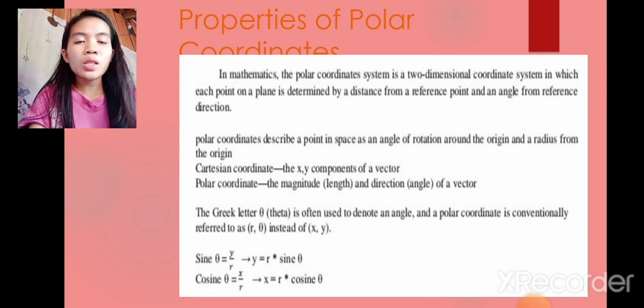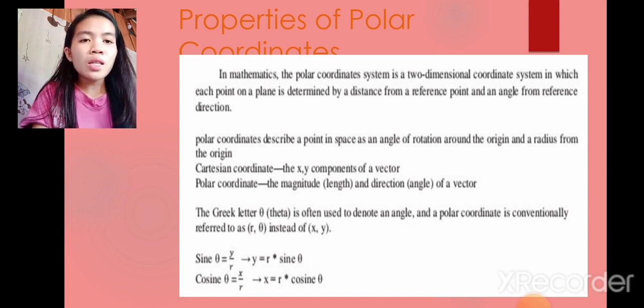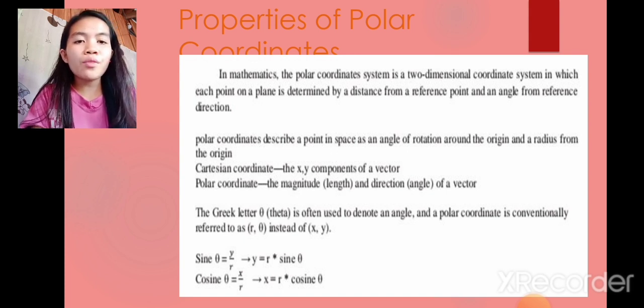Cartesian coordinates give the x and y components of a vector. Polar coordinates give the magnitude, length, and direction angle of a vector. The Greek letter theta is often used to denote an angle, and a polar coordinate is conventionally written as the pair r and theta instead of x and y.